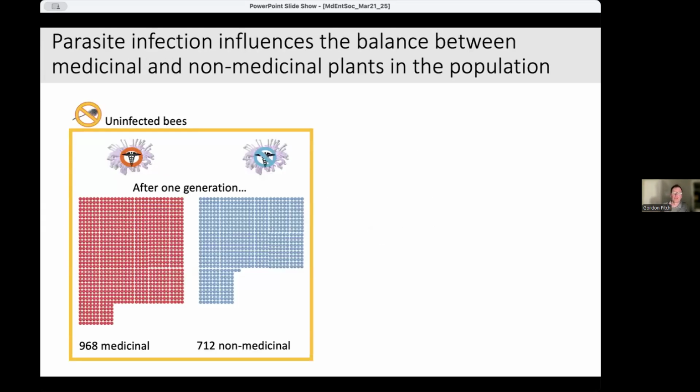So here's what that first generation will look like if we have uninfected bees. So interestingly, even with uninfected bees, the next generation has more medicinal than non-medicinal plants. And this has to do with the genetics of these different chemotypes. But so, the bulk of the offspring for either chemotype parent are the medicinal ones.